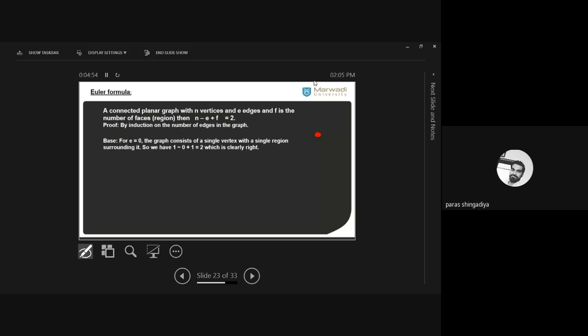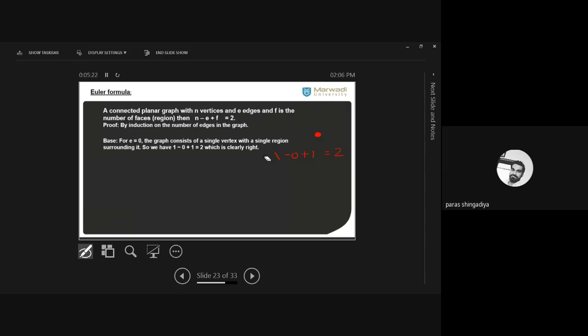So use the formula n minus e plus f. n is 1, minus e is 0, plus f is 1. So what answer do you get? That is equal to 2. So for the e equal to 0 case, the formula is correct. For a graph that has no edge, with only one vertex, it is true. Now let's add the e equal to 1 case.